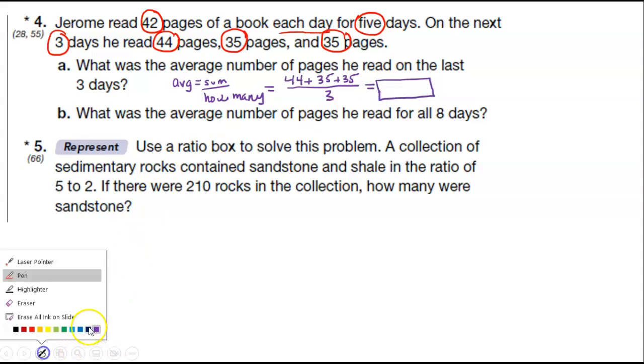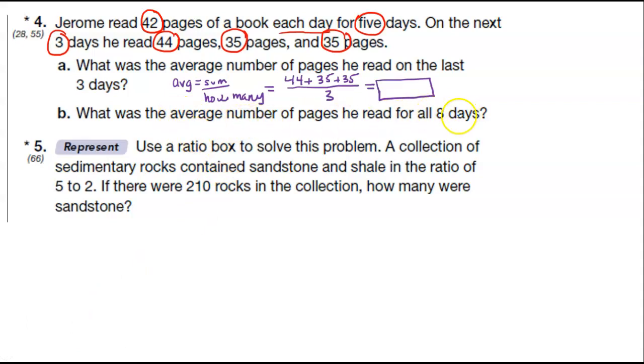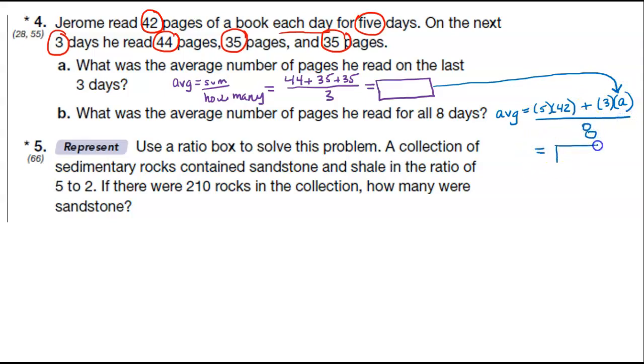And then the next question, B, says, what was the average number of pages he read for 8 days? So this is going to be average is equal to, for the first 5 days, he read 42 pages, an average of 42 pages every day. So we're going to multiply 5 times 42, and then we're going to add 3 times whatever you get in A. So this number is going to go right there, and we're going to divide the whole thing by 8. And that will give you the answer for B.